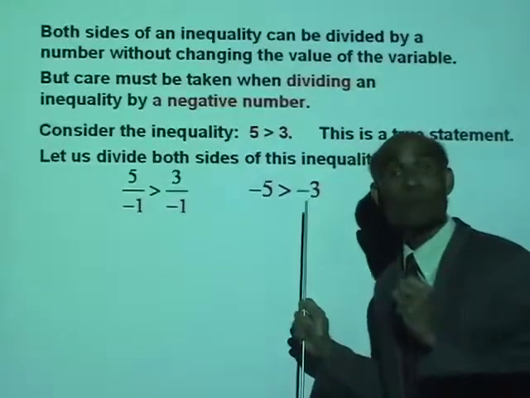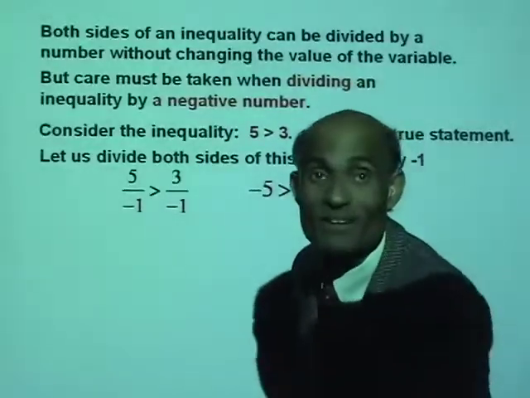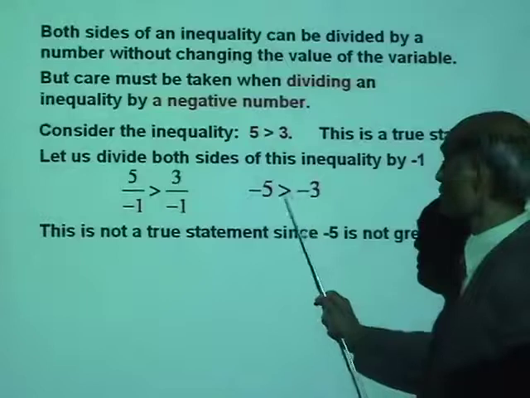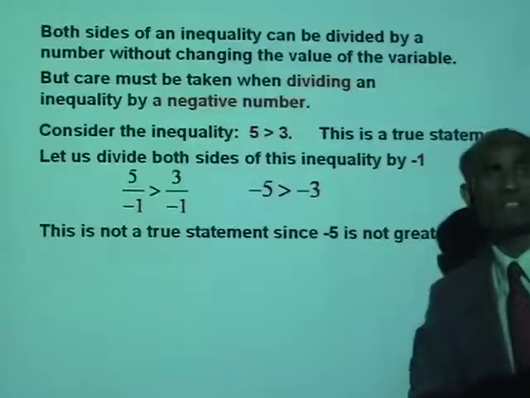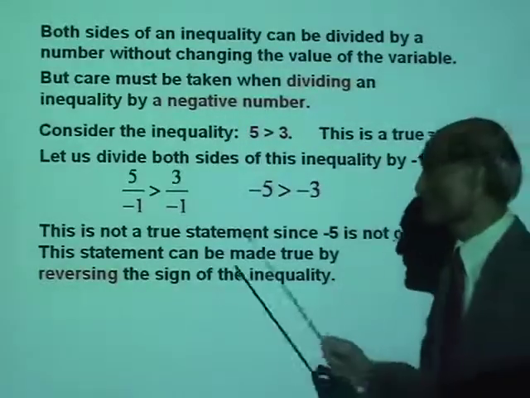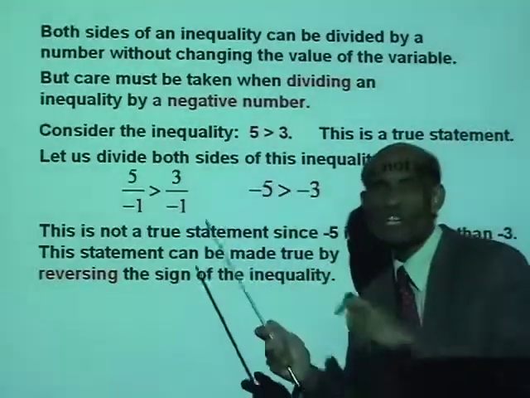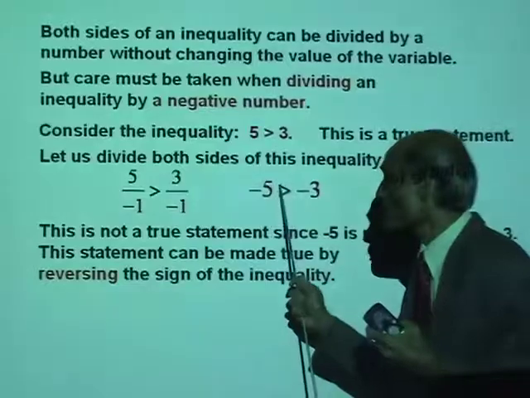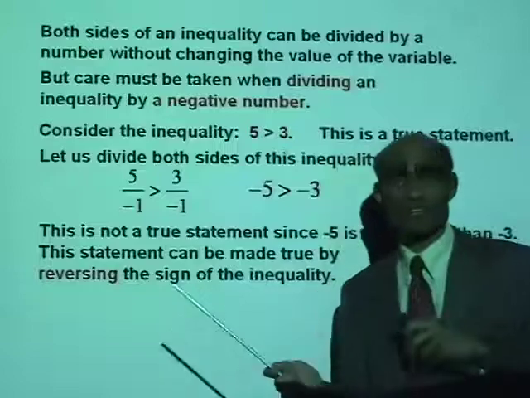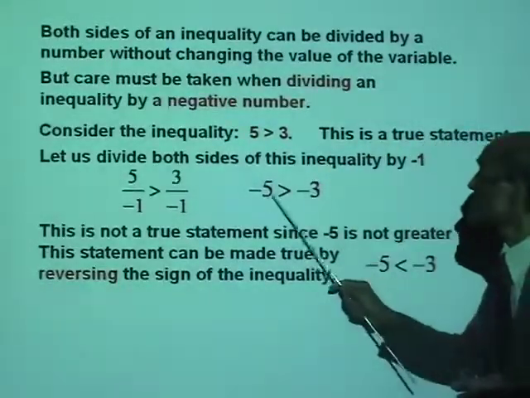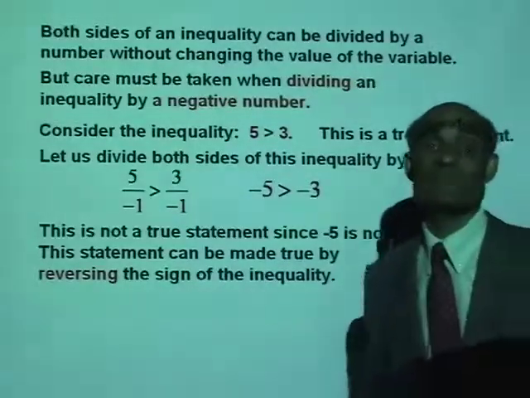This statement can be made true by simply inverting the inequality sign. Is that right? Now, this is not a true statement because -5 is not greater than -3. But this statement can be made true by reversing the inequality sign. What does that mean? Greater than is to be made less than. Simply reverse the inequality. So -5 < -3 is a true statement.